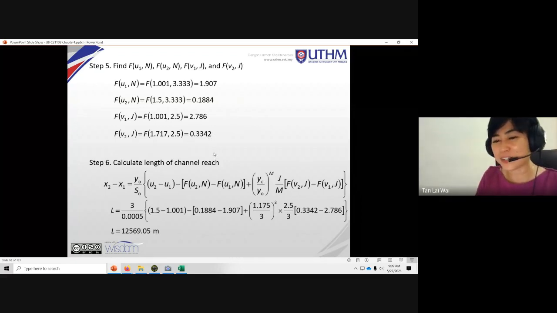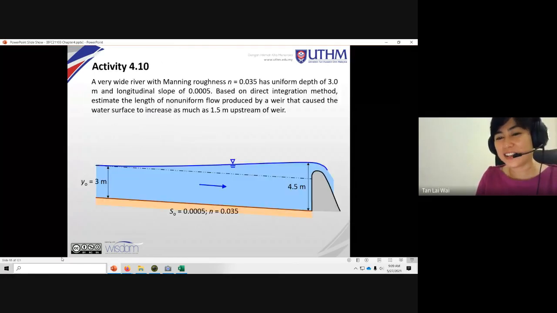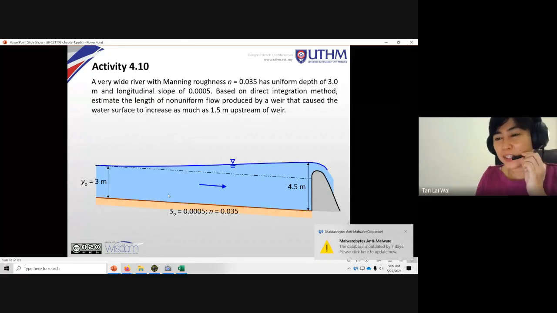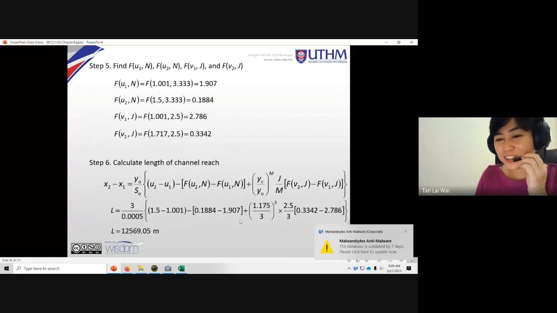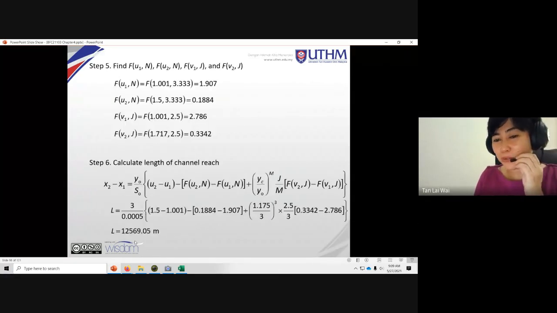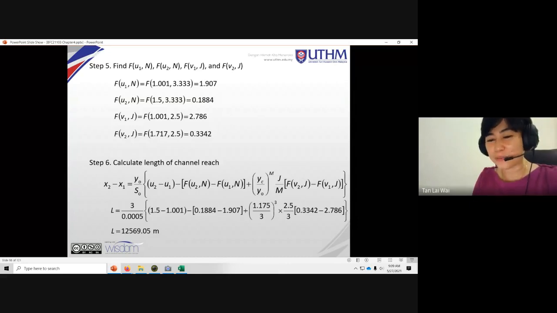It's actually very simple. So finally, substitute all the known values. By now you should have all the values already, right? Then you get 12,569.05. Okay, so that is the length. What length is it? From 3 meters to 4.5. That would be the length. It's about 12.5 km. All right, it's quite long.